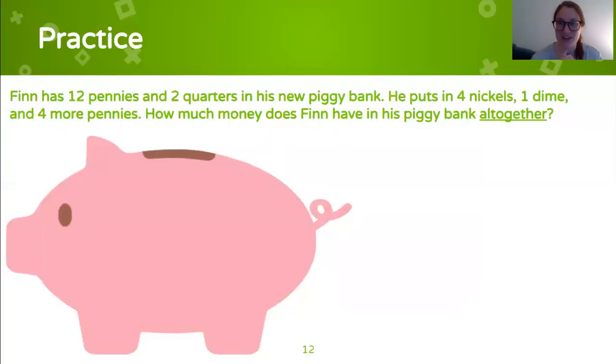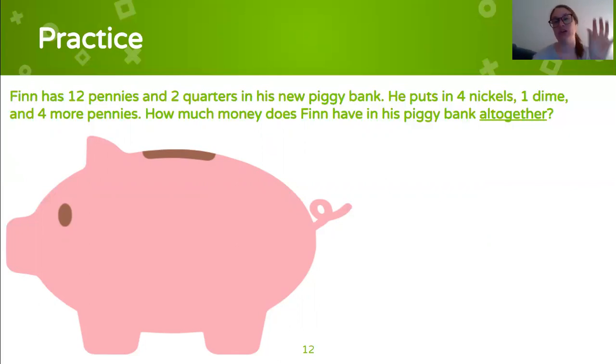Now I'm ready for us to practice. Okay, let's read this one. Finn has 12 pennies and 2 quarters in his new piggy bank. He puts in 4 nickels, 1 dime, and 4 more pennies. How much money does Finn have in his piggy bank all together? When it gives you that word all together, that's another way to say in total or in all. So again, we're going to be adding.